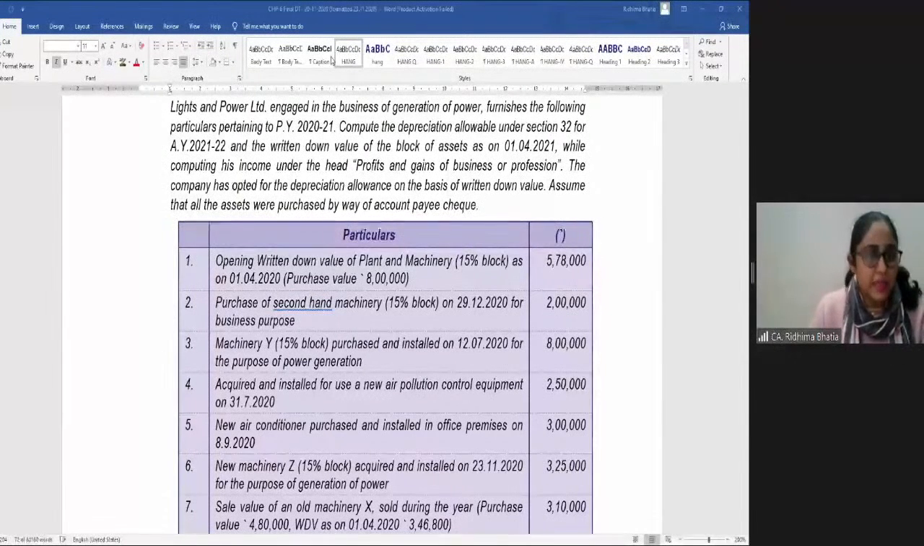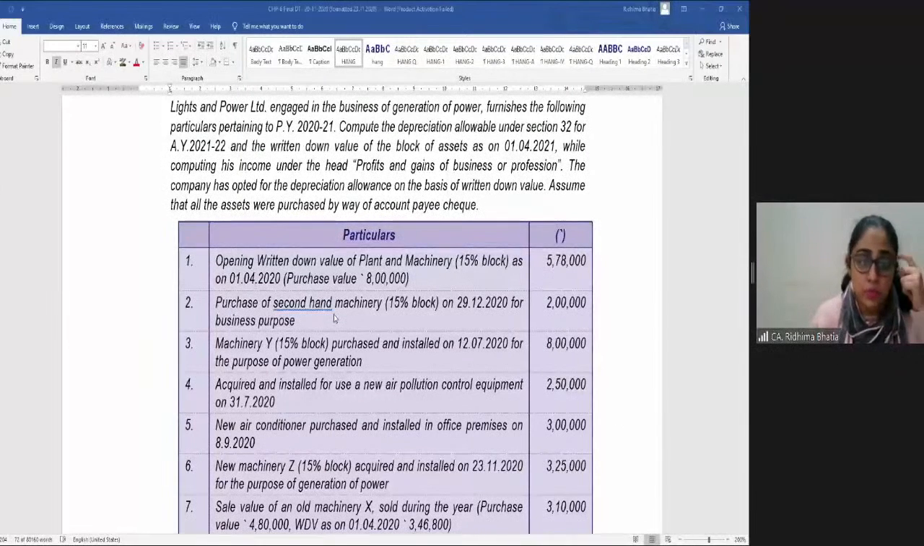Okay, so quickly, lights and power engage in the business of generation of power. First thing, as soon as there is generation of power, you have to take additional depreciation. Computer depreciation for the previous year of 2020-21, the written down value is given. The company has opted for depreciation on written down value. Now, written down value, it is written. Just in case it is not written, you will write it as an assumption that we are assuming it is a written down value. Opening WDV 578.